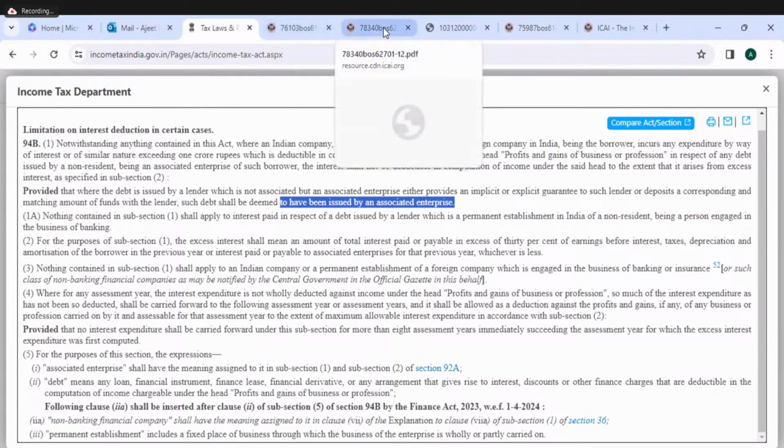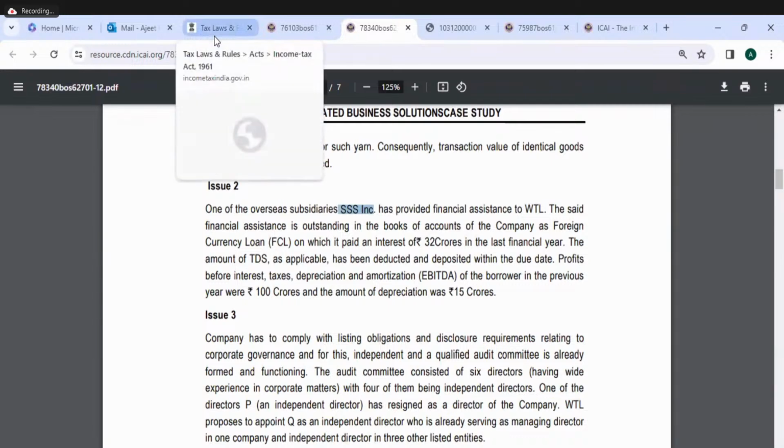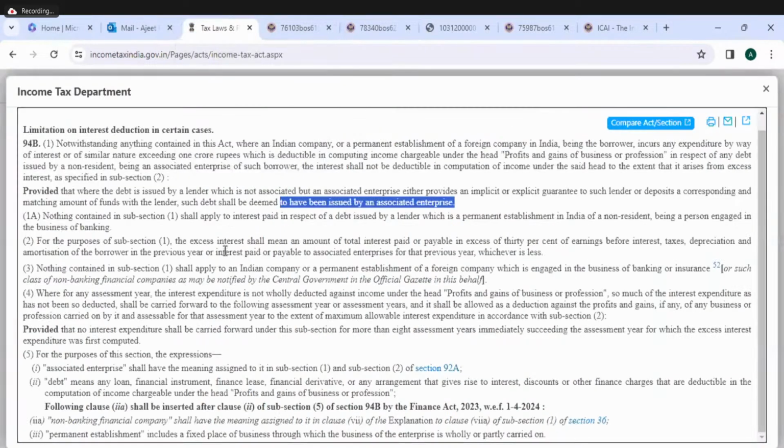So if I relate this proviso to this case study, suppose the financial assistance in this case study is not given by SSS Inc. It is provided by some ABC Inc. But SSS Inc. is providing a guarantee to ABC Inc. that the loan would be paid in future, or SSS Inc. has deposited the same amount of loan as a deposit with ABC Inc. Then it will be deemed that the loan has been issued by your non-resident AE, in spite of the fact that your lender is not an AE. So this is a deeming provision.